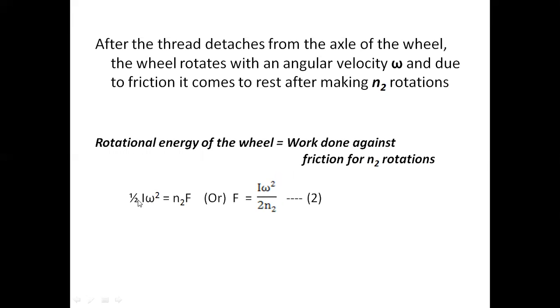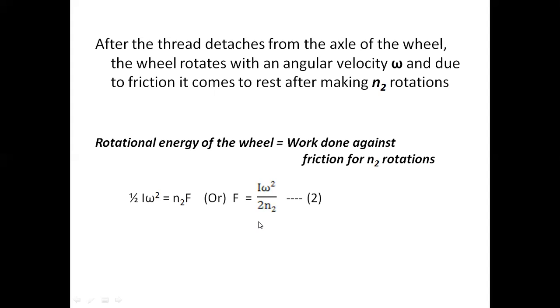Hence we can write the equation as: rotational energy of the flywheel, half I omega square, is equal to the work done to make n2 number of rotations, which is equal to n2 f. Therefore, f can be written as I omega square divided by 2 n2. Let this be equation number 2.